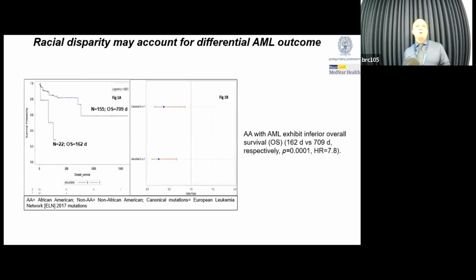With that in mind, we wondered about our patients treated at the Baylor institution. As you can see here, a total of 22 African-American patients exhibited an overall survival of 162 days, versus a cohort of non-African-American patients with a survival of 709 days. You can see that this was statistically significant after adjusting for multiple factors. The presence of canonical adverse mutations and being African-American synergized to induce such an inferior outcome.